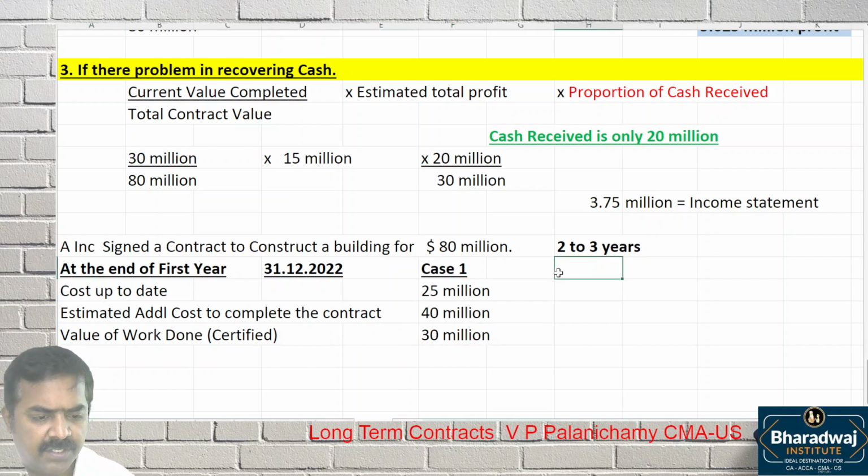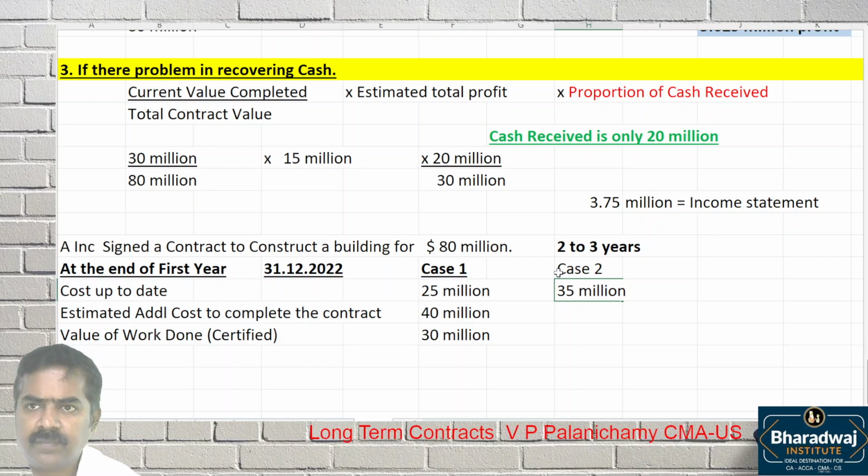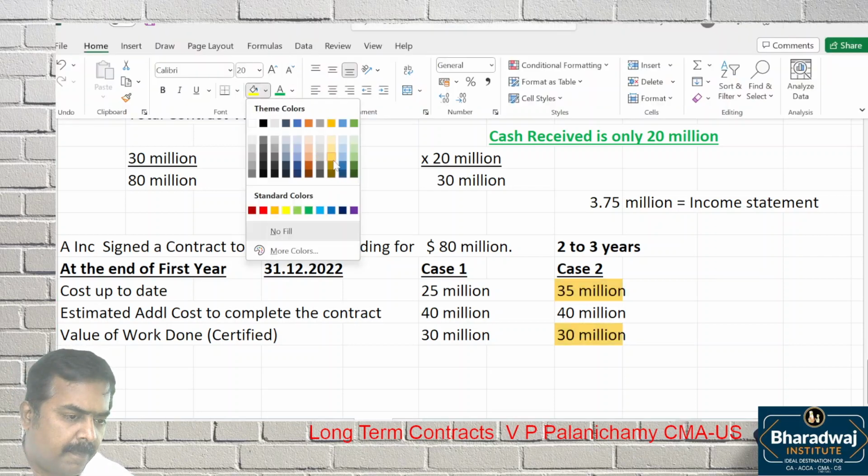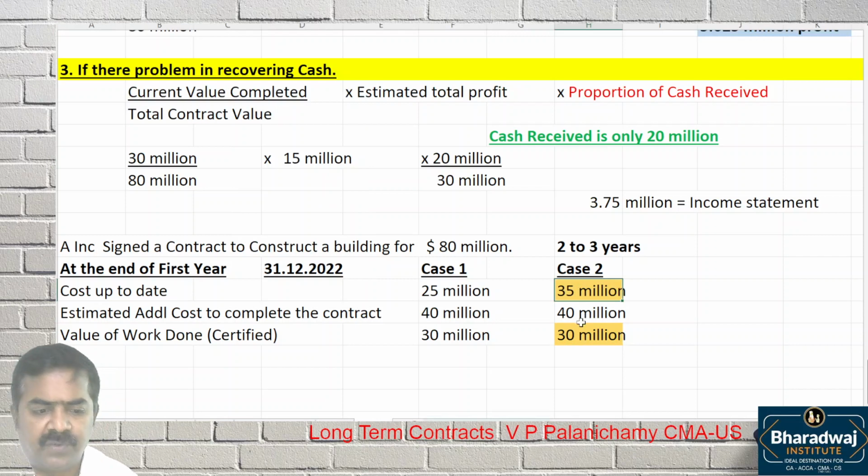Now let me add some additional cases in this. Let's assume the cost of work done is 35 million, estimated additional cost is 40 million, and value of work done is 35 million. You can look at cost up to date and value of work done up to date. We have cost of 35 million and value of work done is how much? 35 million. Here, no profit will be recognized.